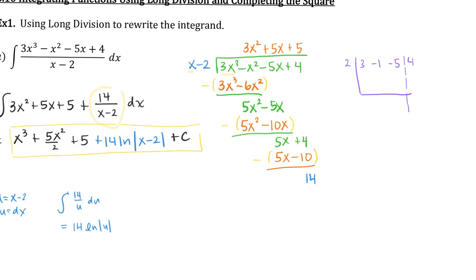Okay, synthetic division. First move is you bring down the first term, which is 3. Then I multiply: 2 times 3 is 6. Then I add. Negative 1 plus 6 is 5.